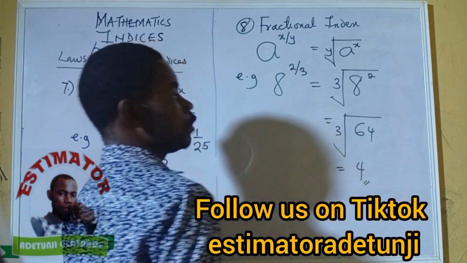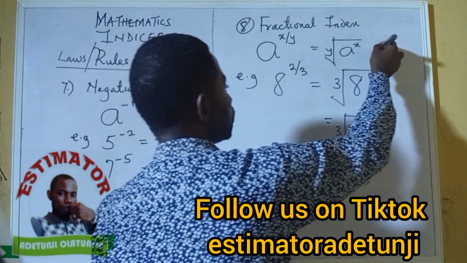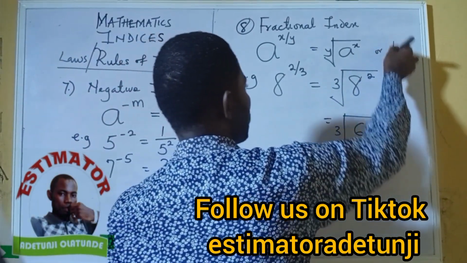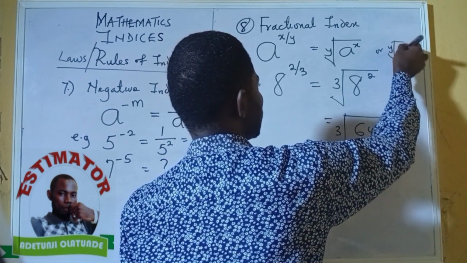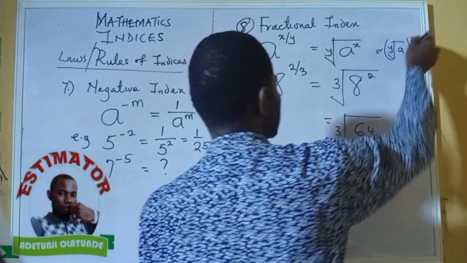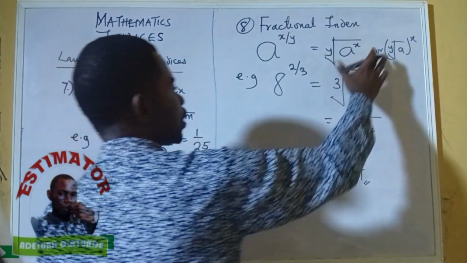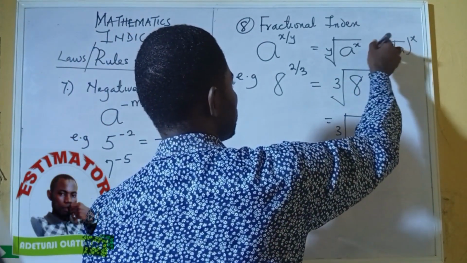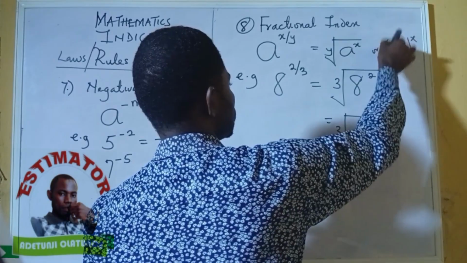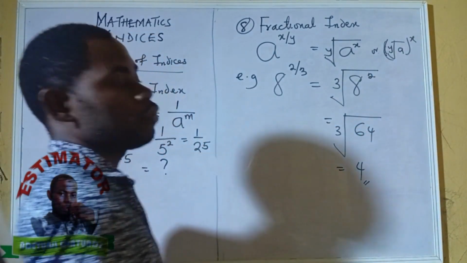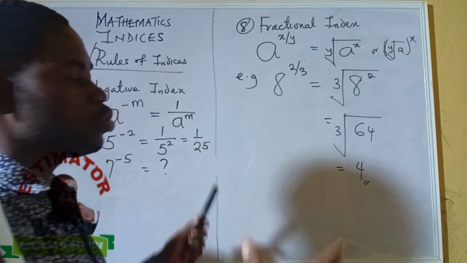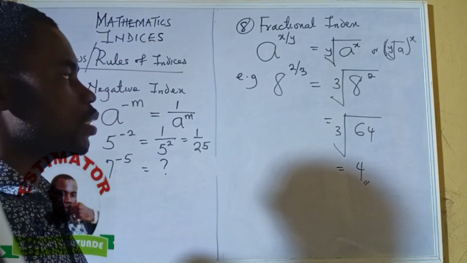And that's it. If you like, you can also write it in this form. You can also say you are writing it like this. You are still correct, you will still get the same answer. If you like, just pick any style you want. It's saying the same thing. Any way you want, you get the same answer. So I have treated with us the 8 laws of indices.